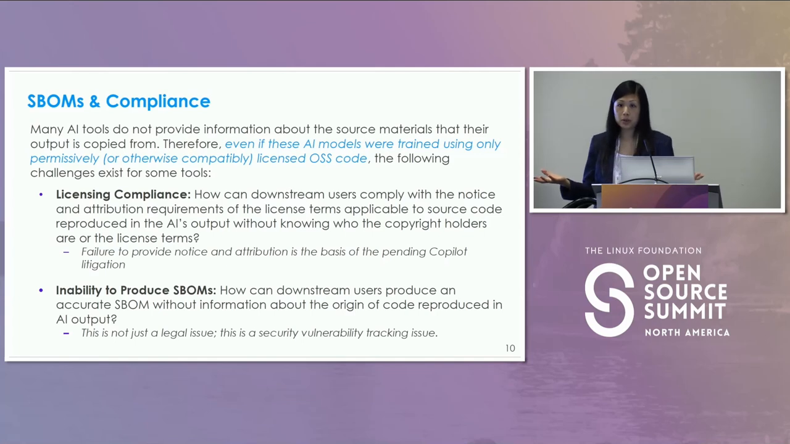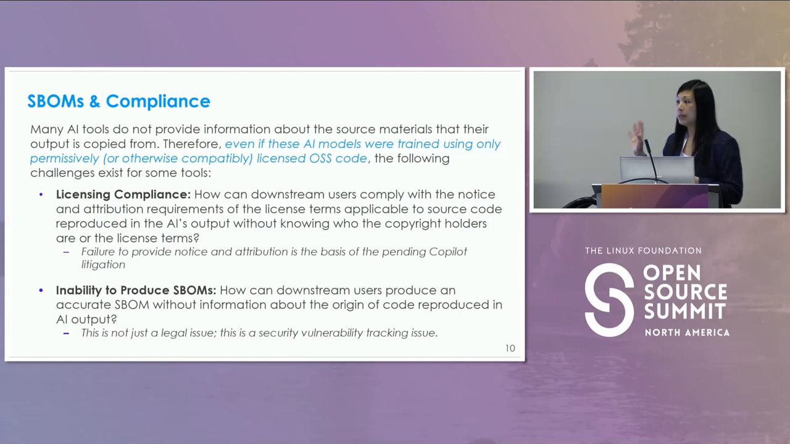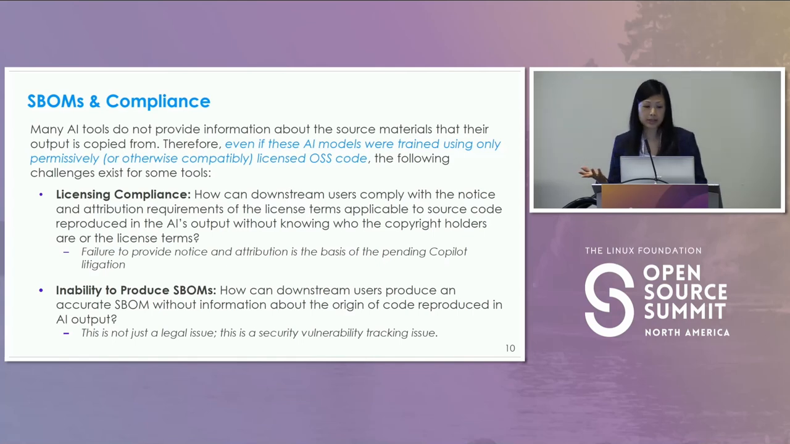Some AI tools do provide you with information about third-party materials that it's copied and reproduced in its output. But a vast majority of tools today do not currently provide that information. So if you're a user of the output, how would you even know whether it is being reproduced with permission, who the copyright owner is, and what license applies, right? So there's a license compliance challenge created when there's a lack of notice and attribution.